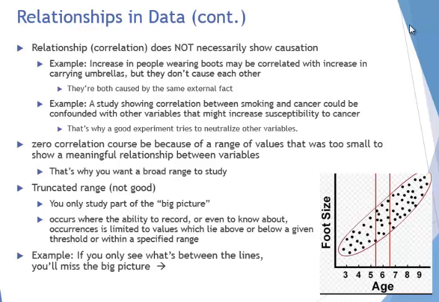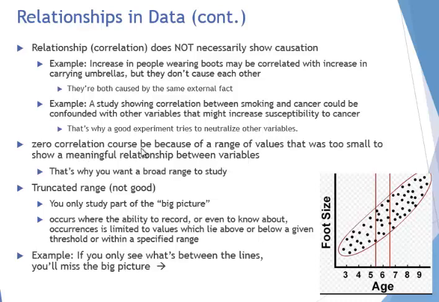be, which an experimenter would have to watch out for, it also could be that people that smoke tend to have less healthy habits, and people who have less healthy habits tend to eat more unhealthy foods, and people who eat more unhealthy foods tend to have more heart problems. So that's why a good experiment tries to neutralize the other variables and tries to control for the other variables.